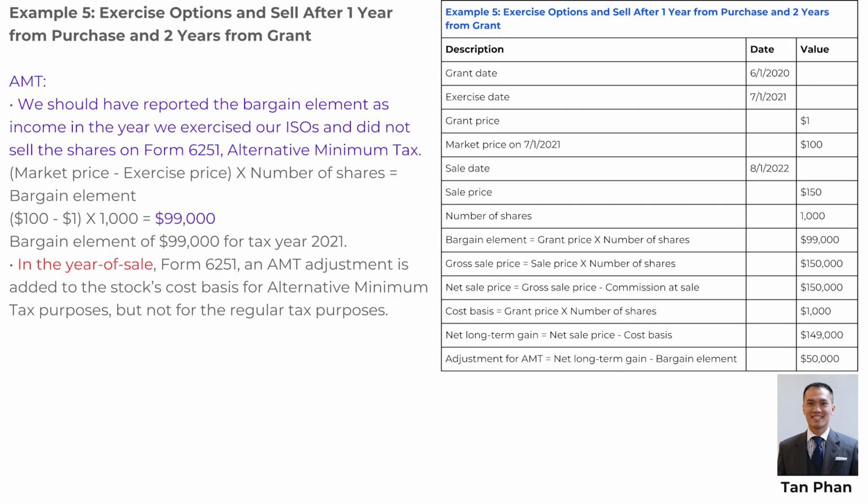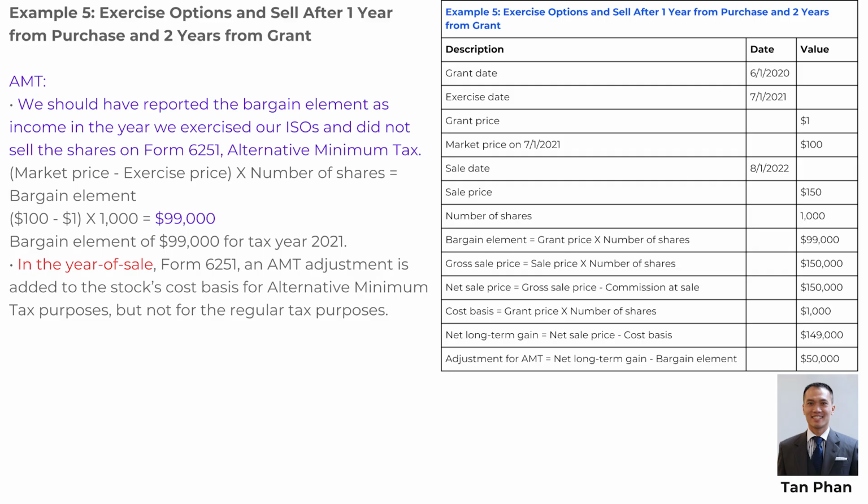AMT. We should report the bargain element as income in the year we exercised our ISO and did not sell the shares, on Form 6251, alternative minimum tax. Market price minus exercise price times number of shares equals bargain element. $100 minus $1 times 1,000 equals $99,000. Bargain element of $99,000 for tax year 2021.